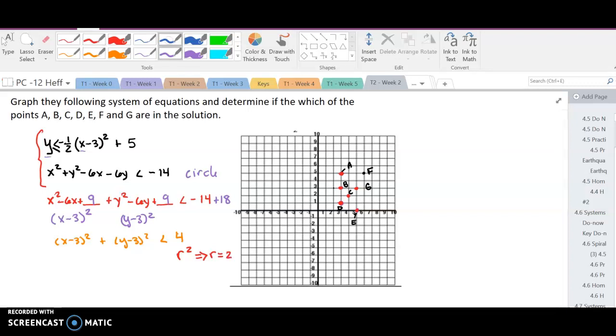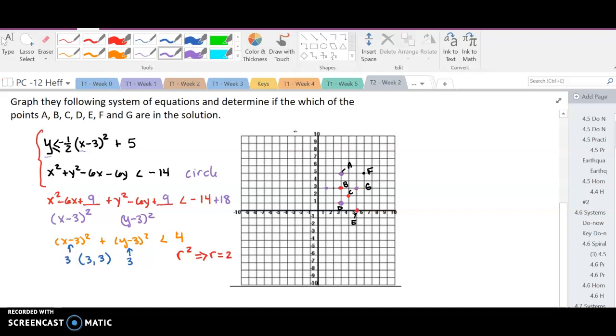So I'm going to go ahead and find the center, which was 3, 3, because a positive 3 makes this 0, and a positive 3 makes that 0. So when I go to 3, 3, 1, 2, 3, 1, 2, 3, that puts me at point B. So B is my center, and I have a radius of 2. So from B, I'm going to go up 2 to point A, right 2 to point G, and down 2 to point D.